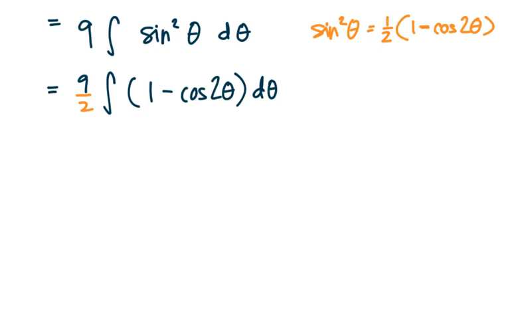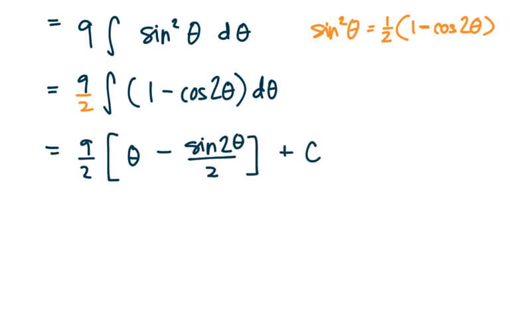At this point, I can integrate each of those two terms. I have 9 halves. The integral of 1 would be theta, and the integral of cosine 2 theta is sine 2 theta over 2. So I'm done with my integration here, but we need to clean this up. All right, so at this point, we've found our integral. It's in terms of theta. We need to go back to having it in terms of x.